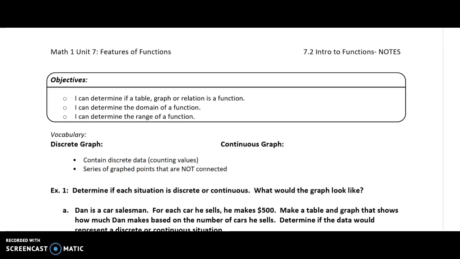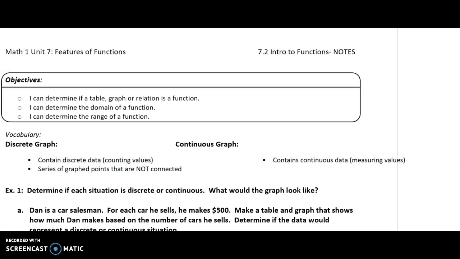So let's now talk about a continuous graph. A continuous graph contains data that is continuous, meaning measurable values. Again, anything where fractions and decimals make sense is data that would be used for a continuous graph. And a continuous graph would be a series of graph points that are connected.